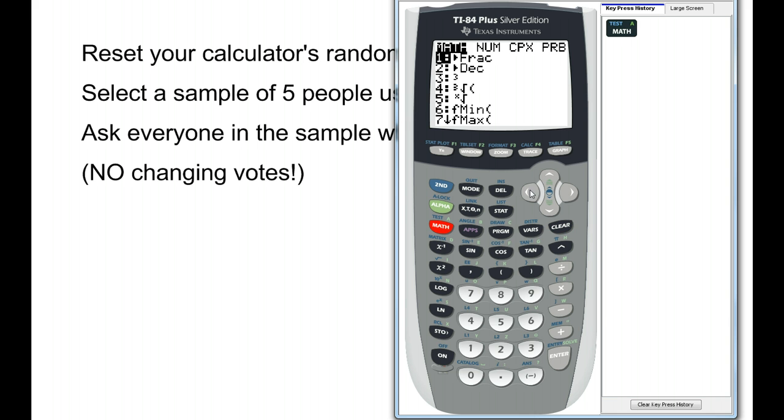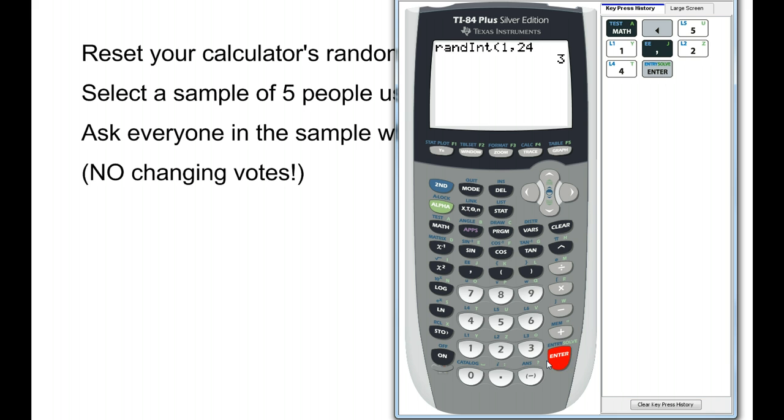So we go to the math key, to PRB, and the fifth one down is randint. And since there's 24 people in this class, we did 1, 24, and we generate 5 random numbers. We continue to hit enter until we have 5 people randomly selected for our sample, 5 unique people. And those 5 numbers each correspond to a person. Everyone had to write their name down on the board next to a number. And so each of these numbers identifies a unique person.